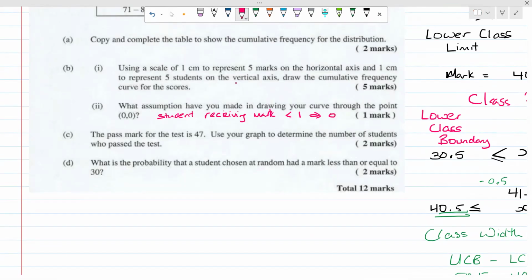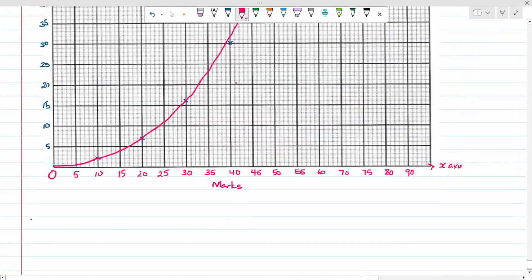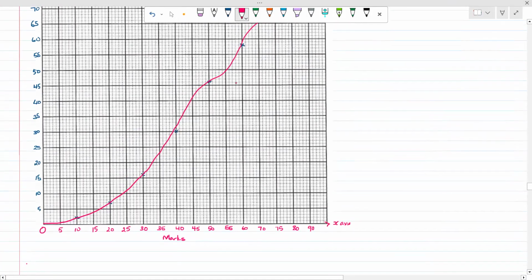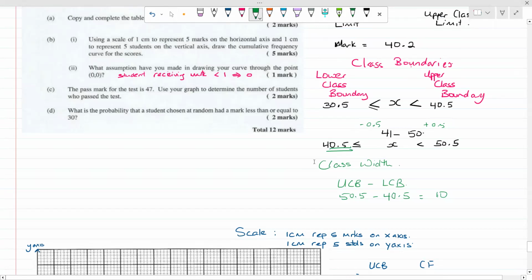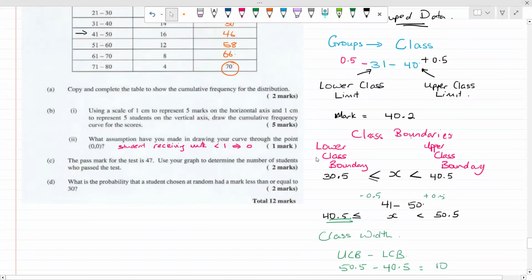The pass mark for the test was 47. Use your graph to determine the number of students who passed this test. Now, this part is actually the easiest part of the entire question. You go to your graph, you look for marks, and then you look for 47. This is 45, so 46 and 47 here. And we draw a line going up. Obviously, you'll be doing this with your ruler, right? And then you're going across. So roughly we're talking about 44 students got a mark of 47 and above. Yeah?